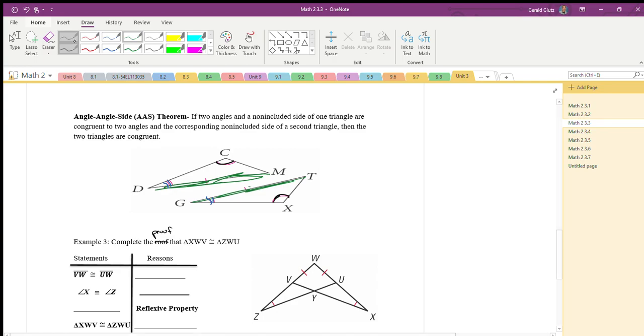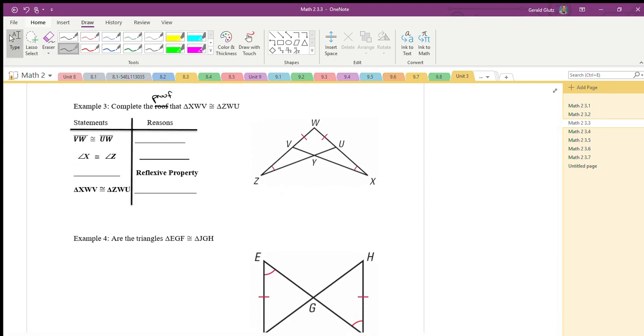So in example 3, oh look, we get to do a proof. I know all of you love doing proofs, but it's just something we're going to have to do a lot this semester, so you might as well get used to it. So when we're doing proofs, for the reasons, almost always the first thing that you're going to put is given, but verify to make sure that's correct.